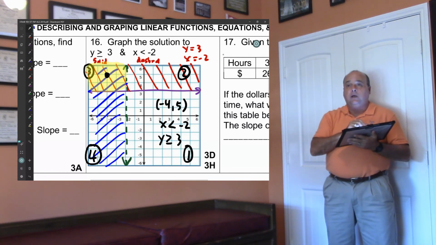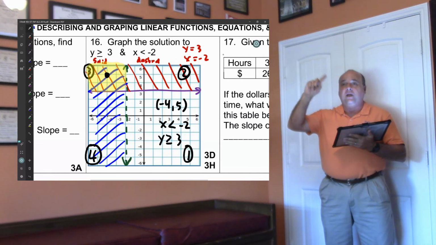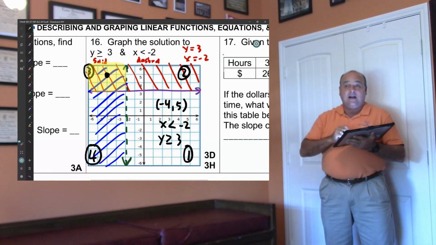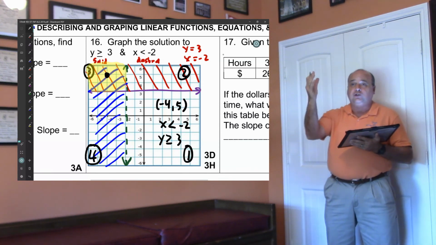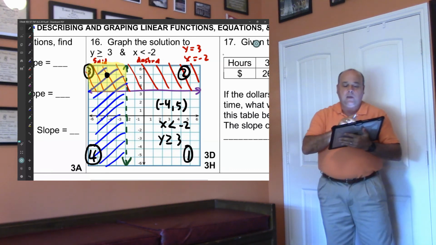Any point in this double shaded part will make both inequalities true. If it's down here in the unshaded part, they would both be false. So that's what you're trying to get with these, okay?